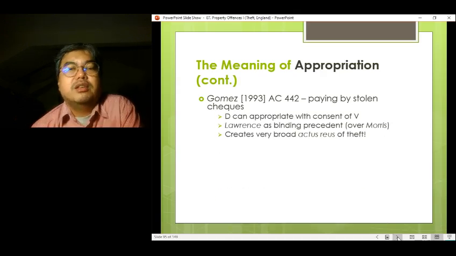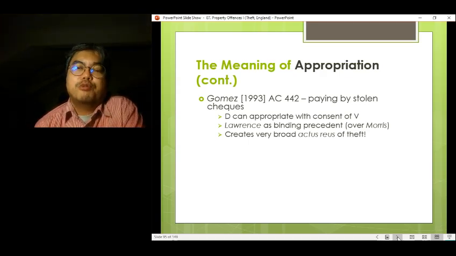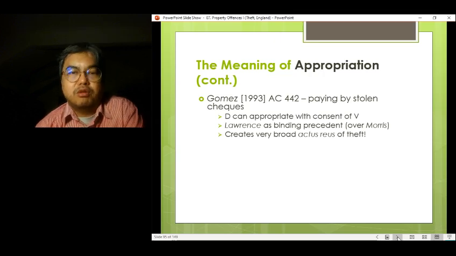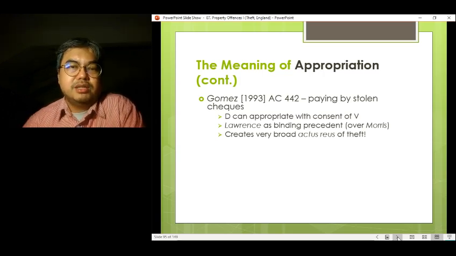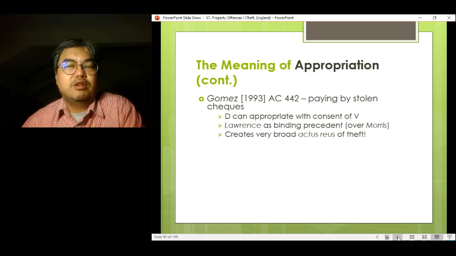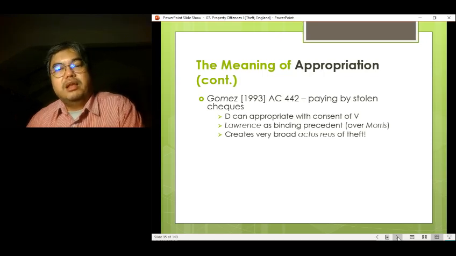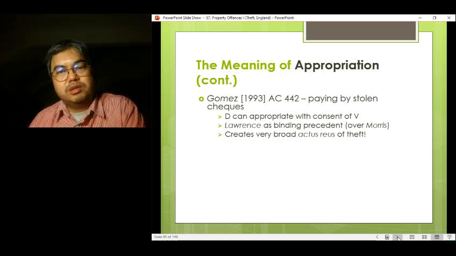Now, this was what was held in Gomez: the defendant can appropriate with the consent of the victim. So Gomez held that Lawrence was the binding precedent and not Morris. So Morris has been rejected. Lawrence was taken to be the binding precedent. That means that consent is irrelevant. Now this creates a very broad actus reus for theft.